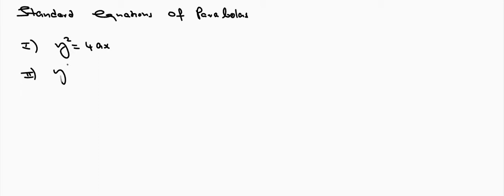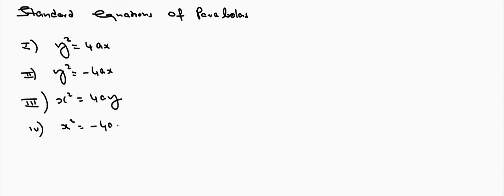Now let us discuss the types of parabolas. Standard equations of parabolas. We have four types of parabolas. The equations are: the first type is y square equals 4ax, the second type is y square equals minus 4ax, the third one is x square equals 4ay, and finally x square equals minus 4ay.